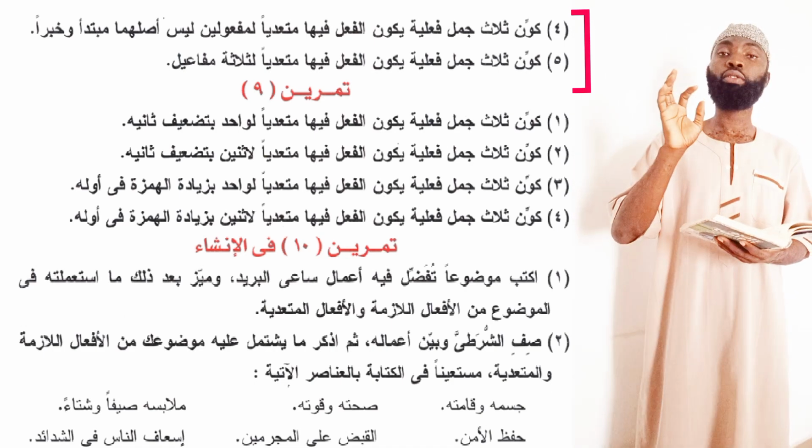Lastly, kawwin thalatha jumalin. Form 3 sentences, verbal sentences, the verb in which is transitive to three objects. The verb there should extend its action to 3 objects. Good. Exercise number 9. The first one says form 3 sentences.